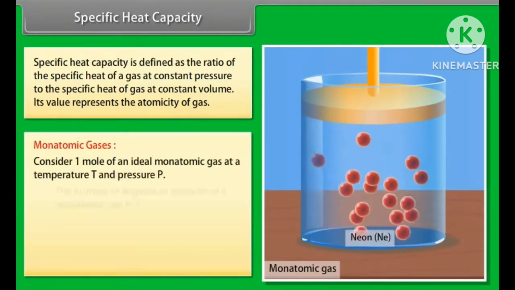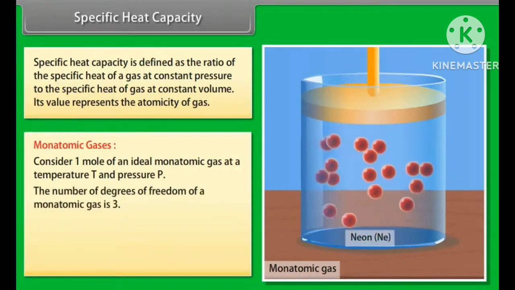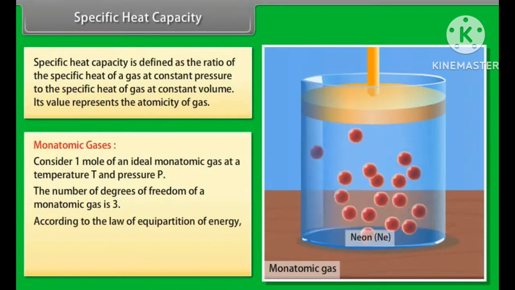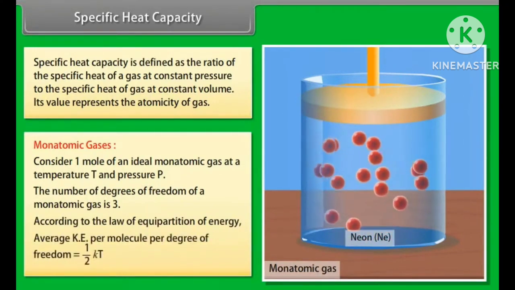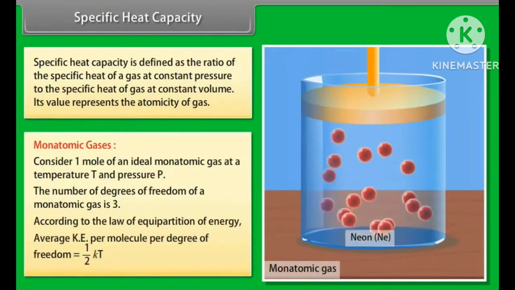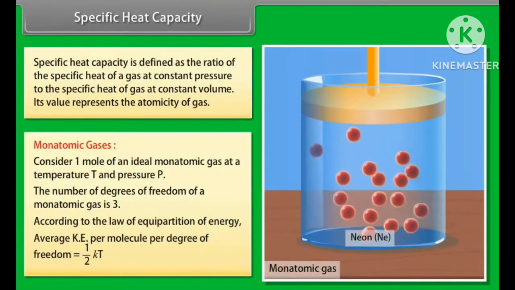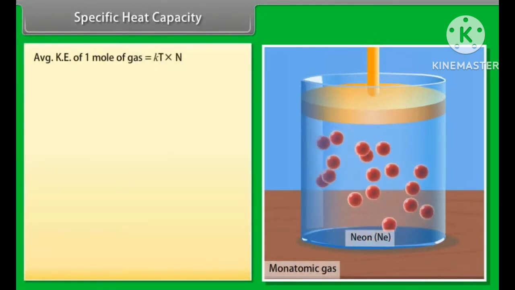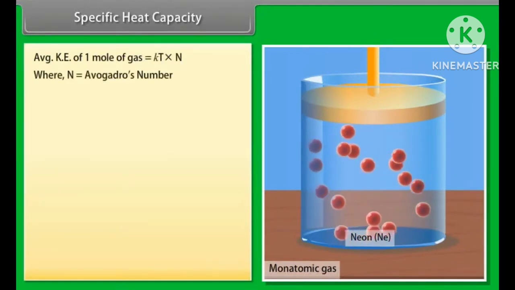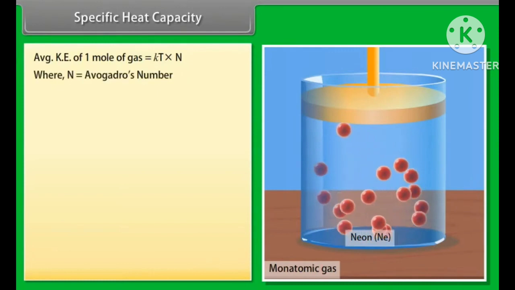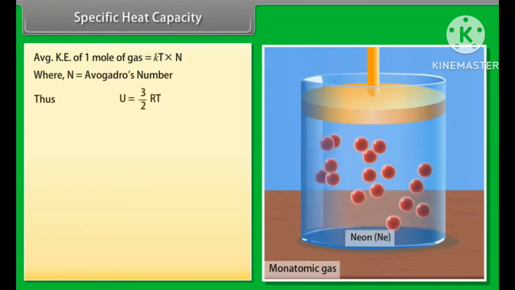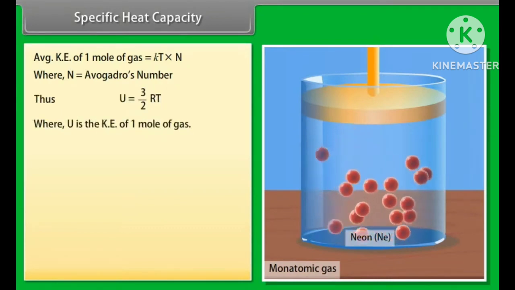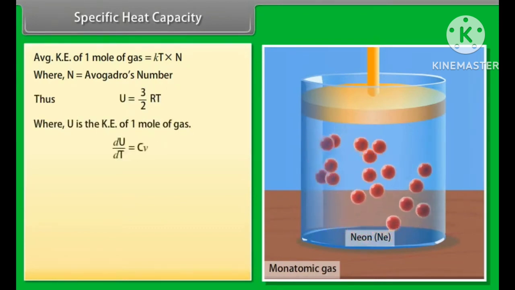The number of degrees of freedom of a monoatomic gas is 3. According to the law of equipartition of energy, average kinetic energy per molecule per degree of freedom is equal to half kT. Average kinetic energy of 1 mole of gas is equal to kT into N, where N is equal to Avogadro's number. Thus, U is equal to 3 by 2 RT, where U is the kinetic energy of 1 mole of gas. dU by dT is equal to Cv.